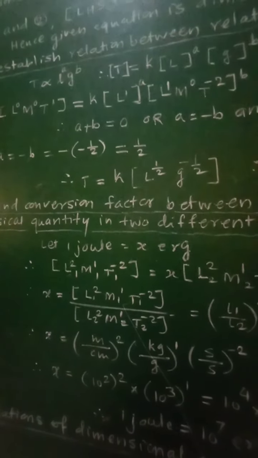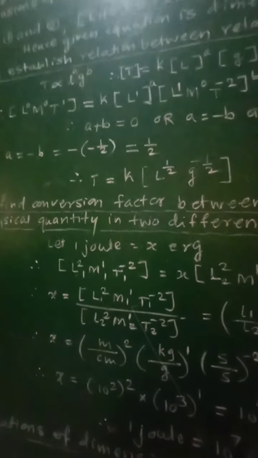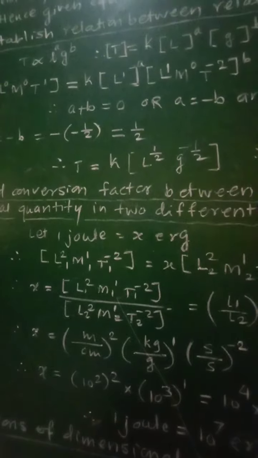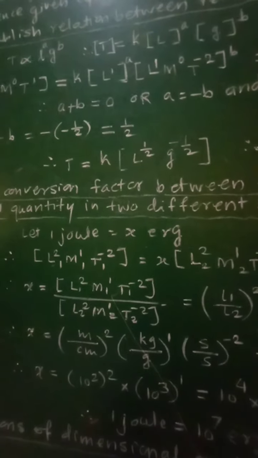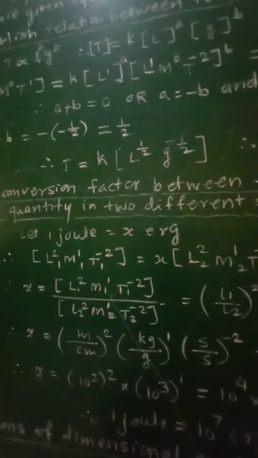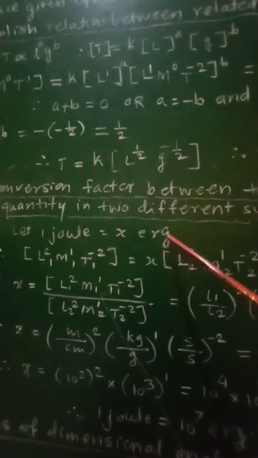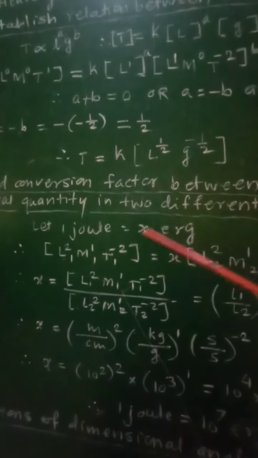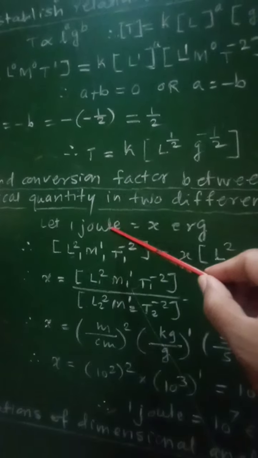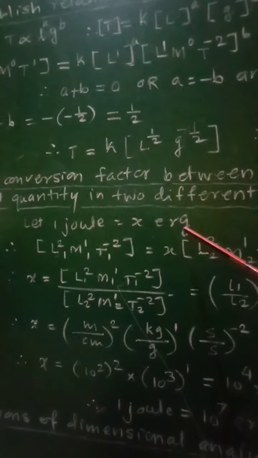So that factor we can determine here. For that purpose, let us consider the units of energy or work. The SI unit of energy is joule and the CGS unit is erg. So 1 joule will be equal to x erg, that is, the SI unit of energy will be equal to x times the CGS unit of energy.